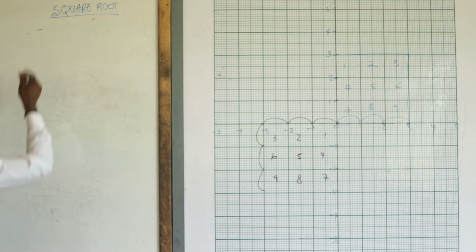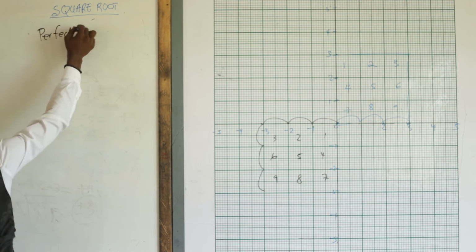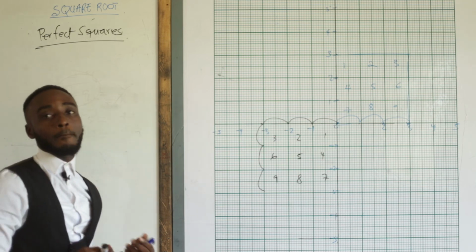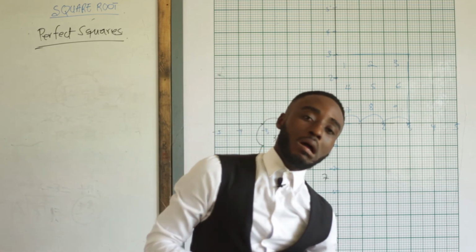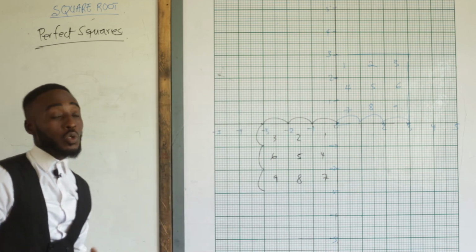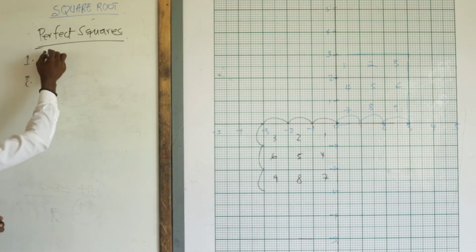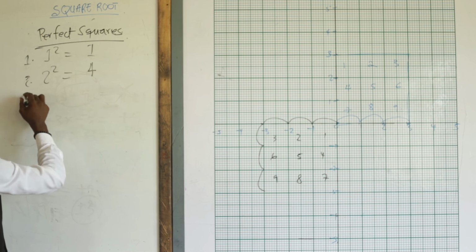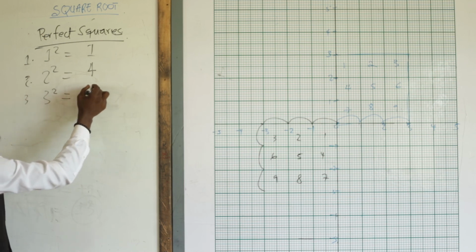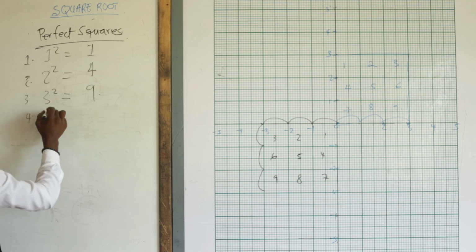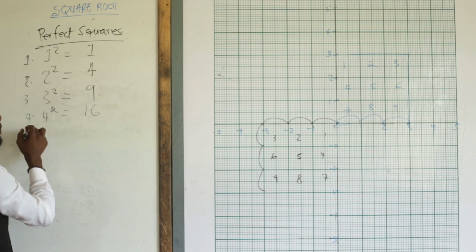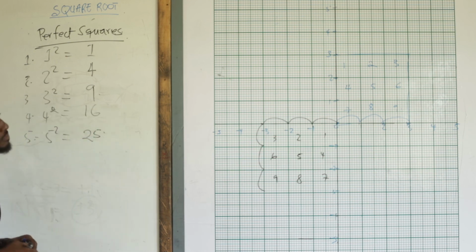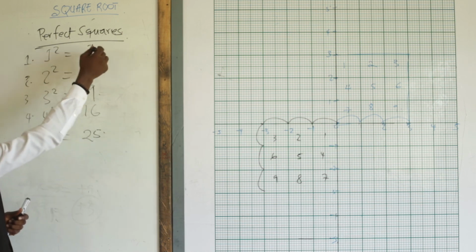About perfect squares. When we are talking about perfect squares, we are looking at those numbers whose roots can give us a rational number. So 1 squared gives us 1, 2 squared gives us 4, 3 squared gives us 9, 4 squared gives us 16, 5 squared gives us 25. And then we should find the square root of all of these.